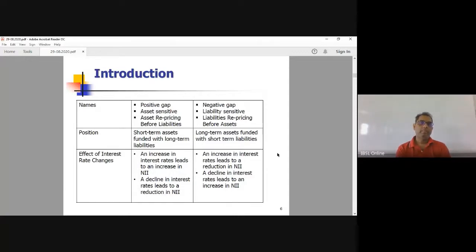So what it means is when you have a positive gap, you have a lot of short-term assets funded with a lot of long-term liabilities. So in other words, you have lent out short-term, 3 months, 6 months, we'll say even 1 year, and then you have borrowed long-term. So you have borrowed 3-year deposits, 5-year deposits, 4-year deposits, whatever period. Now, why would you do that generally? If it's a strategy that you have employed, why are you doing that?